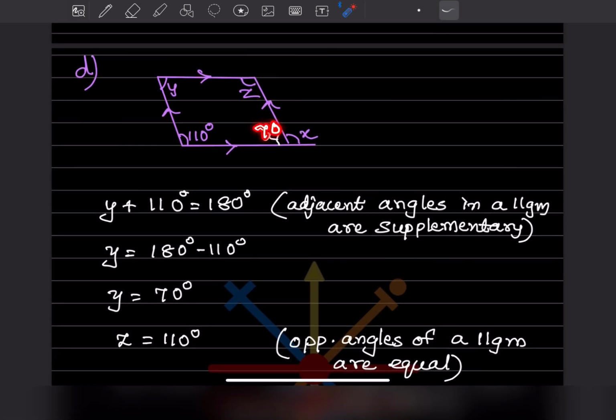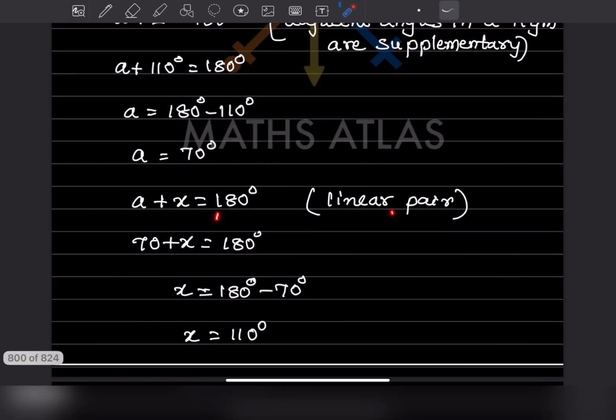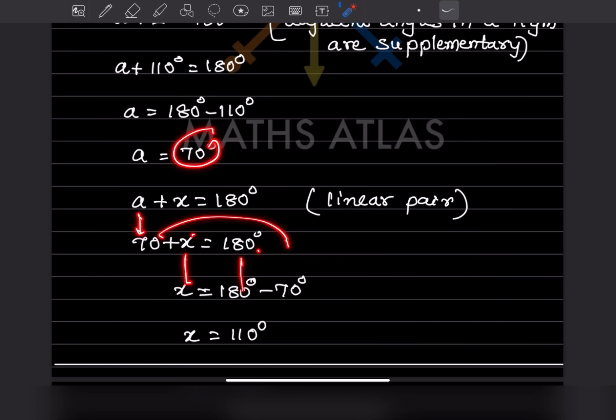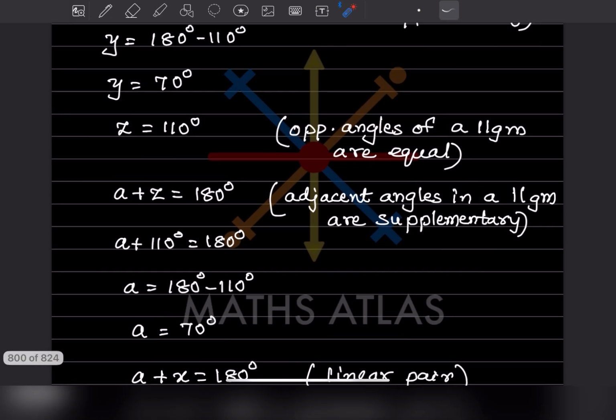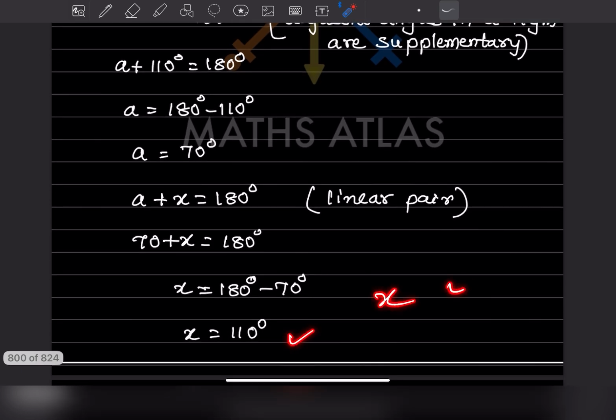So now we want this x angle. Whenever we have it like this, this is a linear pair, and whenever it is a linear pair, it should be 180. So this a plus x will be 180. You know the value of a we got as 70. So in place of a you will write 70 plus x is 180. So x is going to be 180, this will go here, minus 70. So x is 110. So you got all the values, that is y, this z, and this one x. You can write the values separately over here.